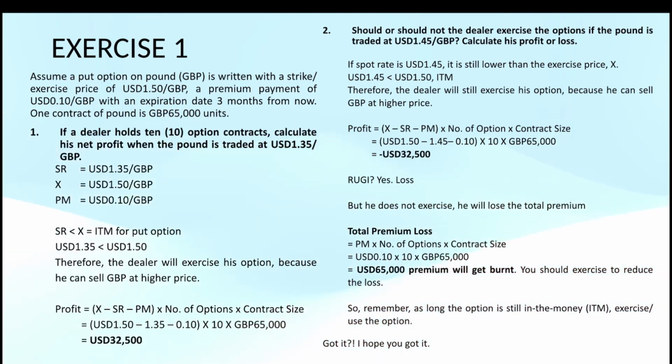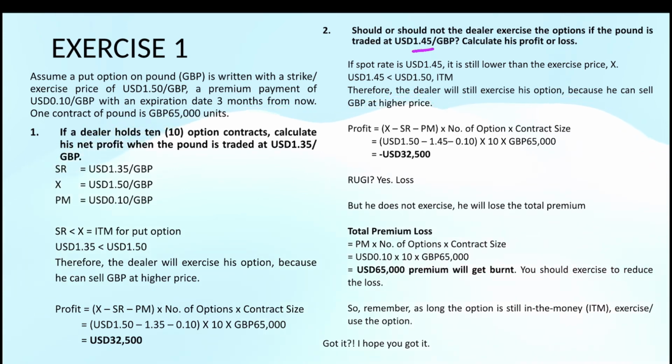Okay, let's look at the second question. Should or should not the dealer exercise the options if the pound is traded at USD 1.45 per GBP, and calculate his profit or loss? Okay, first of all, it's better for you to list down first.